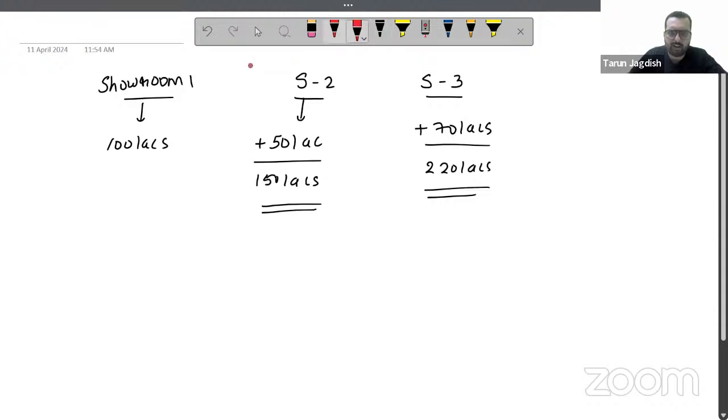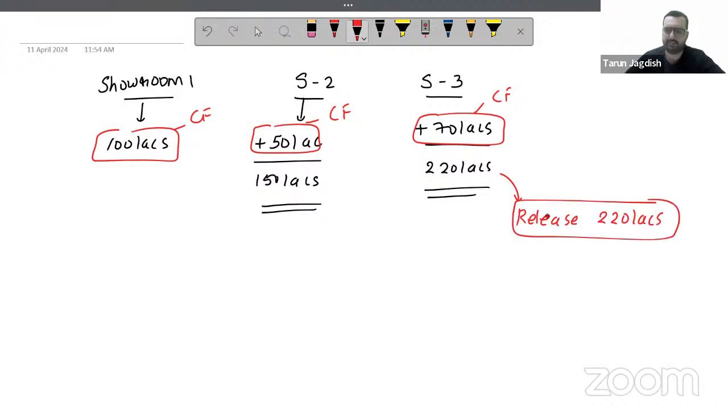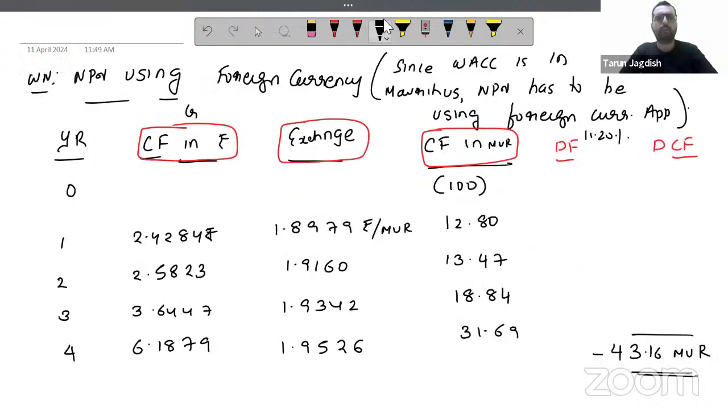Now, this 100 lakhs is a cash flow, this 50 lakh is also a cash flow, and this 70 lakh is also a cash flow. At the end of the third year, if you shut down your business, how much value of gold will you release? 220 lakhs. Am I right? How did I get this 220 lakhs? 100 plus 50 plus 70. Are you clear now, sir? Yes, sir. Thank you so much. So friends, we are done with this part and with this question also.